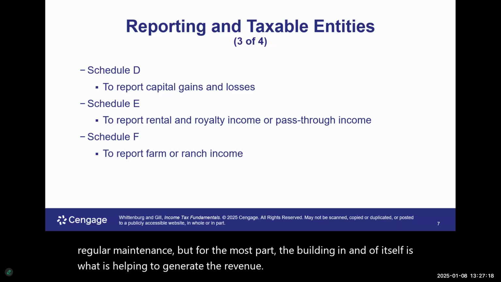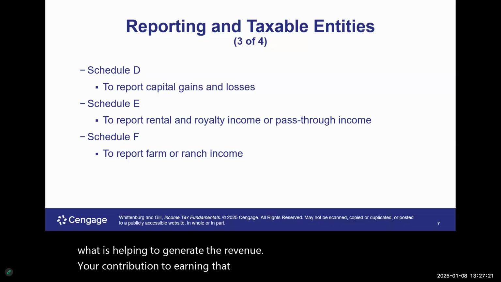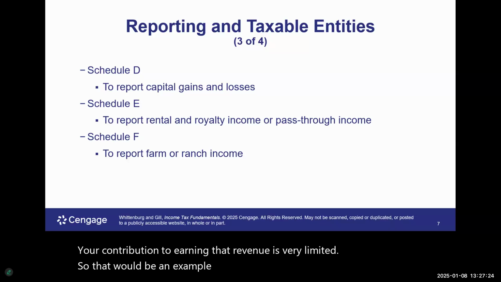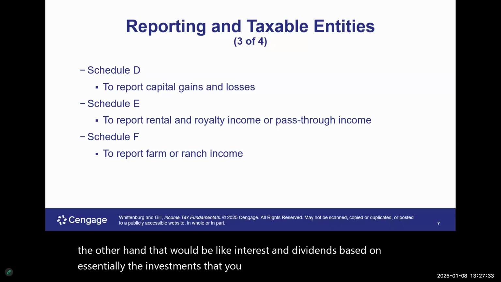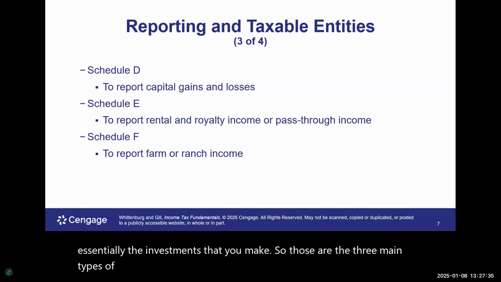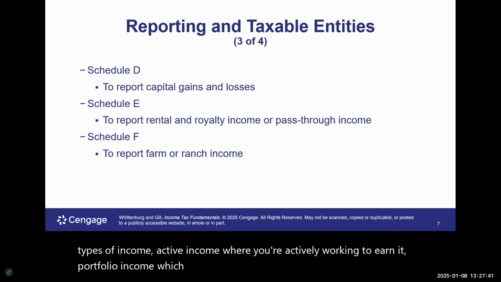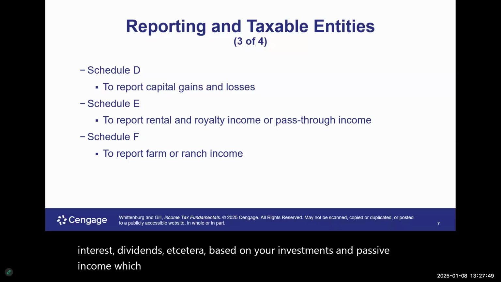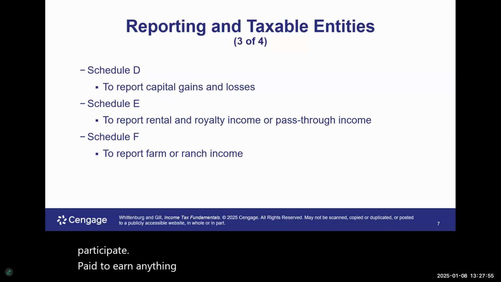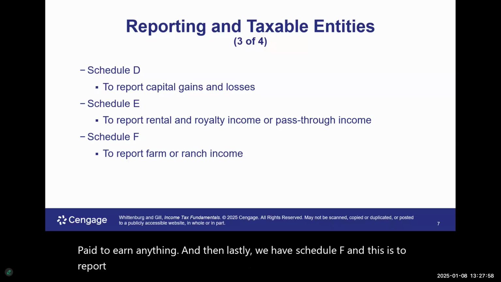Your contribution to earning that revenue is very limited. So that would be an example of passive income. And then portfolio income, on the other hand, that would be like interest and dividends based on essentially the investments that you make. So those are the 3 main types of income: active income, where you're actively working to earn it; portfolio income, which again is essentially income that's based on interest, dividends, etc., based on your investments; and passive income, which is essentially income that you don't need to actively participate to earn anything. And then lastly, we have Schedule F, and this is to report farm or ranch income.